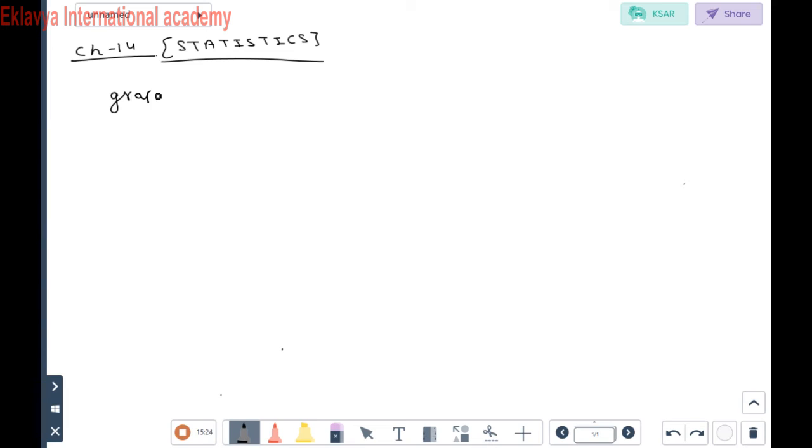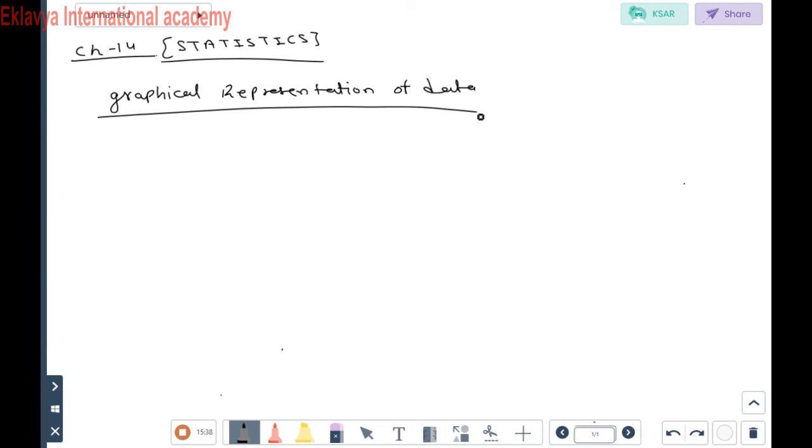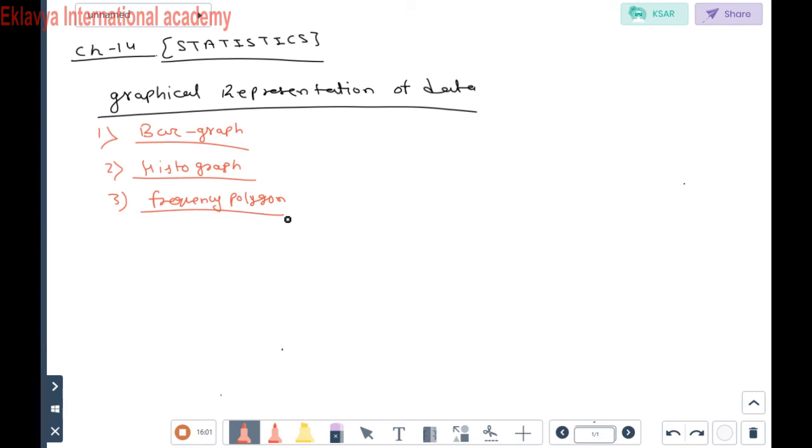Next is graphical representation of data. So in graphical representation of data, we can represent in three ways. First is the bar graph, second is the histogram, and third is the frequency polygon. Bar graph, histogram, and frequency polygon.